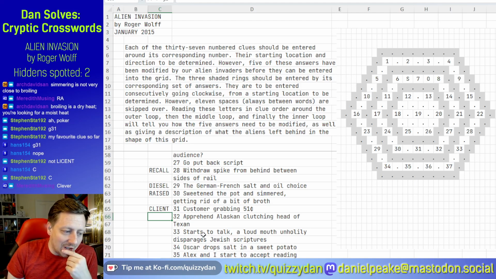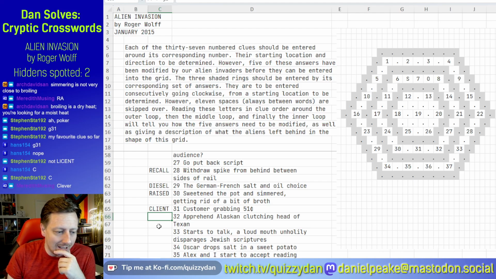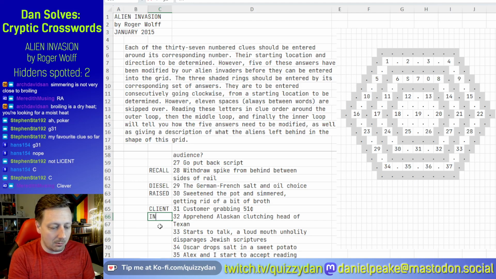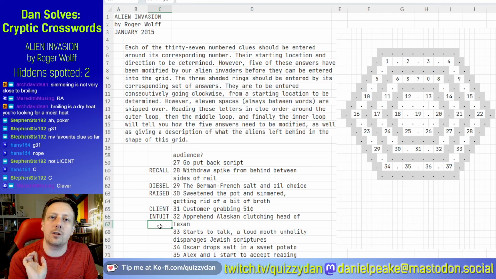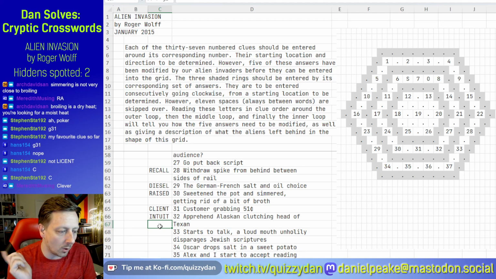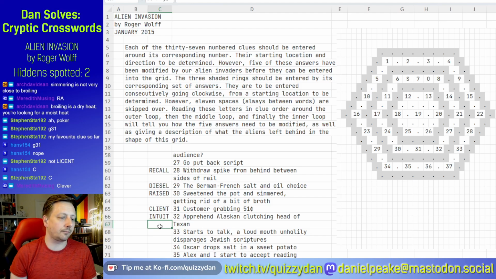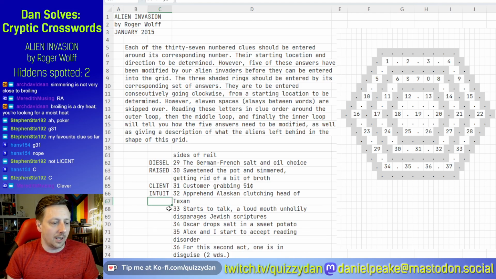Apprehend Alaskan, clutching head of Texan. Apprehend Alaskan, that's going to be an Inuit. Put a T in it, you get Intuit. And I only know that word, or it's only in my mind at the moment, because I did a lot of that word in one of the recent New York Times spelling bees. One of the ones this week had a lot of the word. I just kept putting Intuit in. And that means to apprehend.